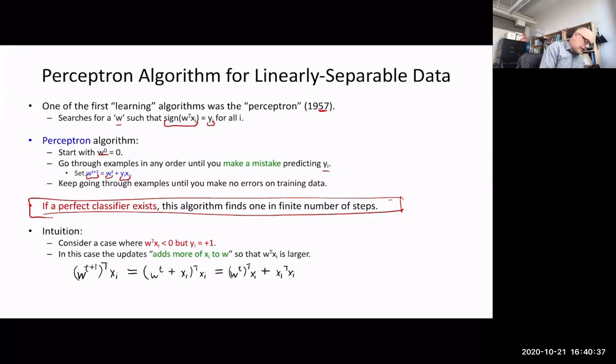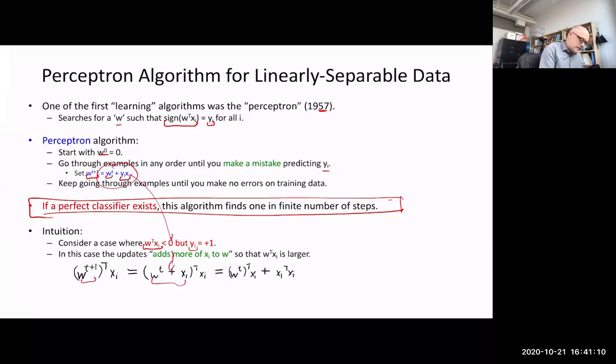The intuition of what's going on is if the current weight vector gets a particular example wrong, right? So in other words, W transpose x i is less than 0. One example would be if W transpose x i is less than 0, but y i is actually +1, it's positive. The update rule would say, okay, make W at the next iteration of the algorithm, t+1, equal to W at time t plus x i. That's exactly what this and this would do, right?